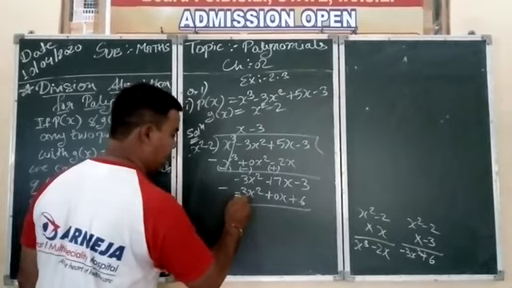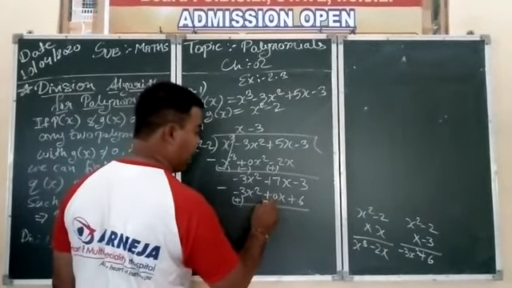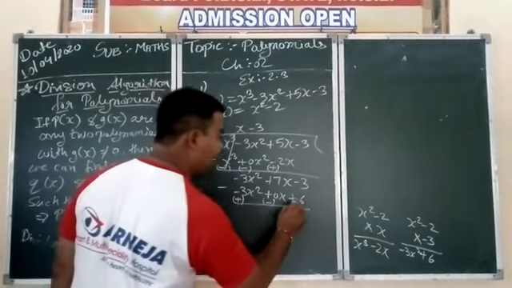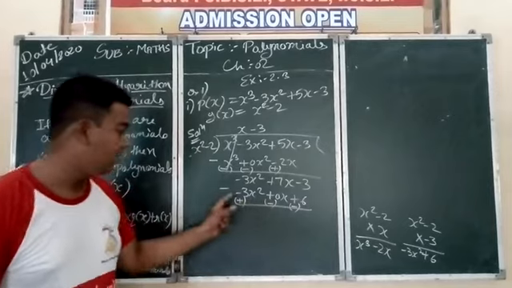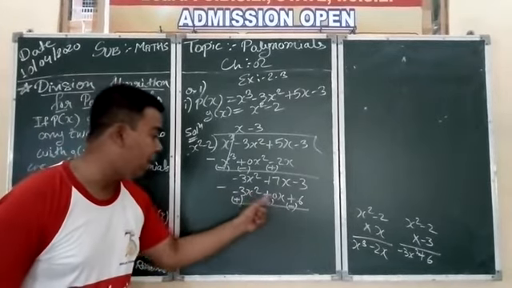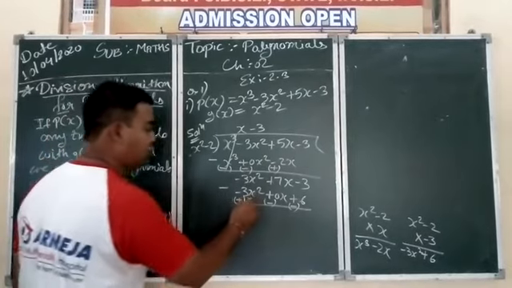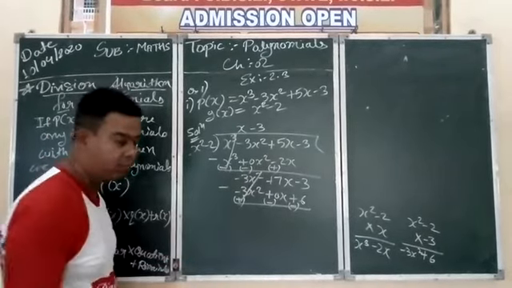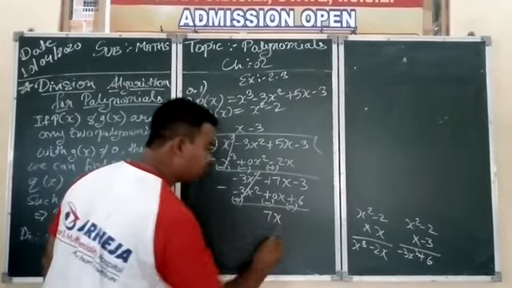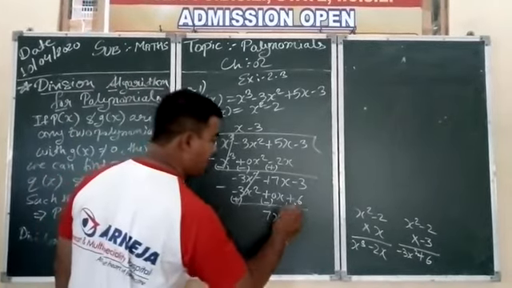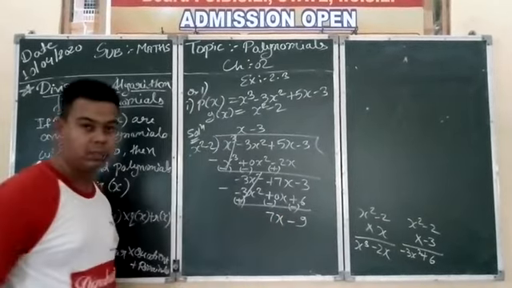Minus sign into plus, and plus sign into minus. We change the sign also, okay? Because of subtraction, all the signs in the lower equation will be changed. So minus 3x square plus 3x square is cut. 7x minus 0x, so the answer is 7x. And minus 3 minus 6 is minus 9.